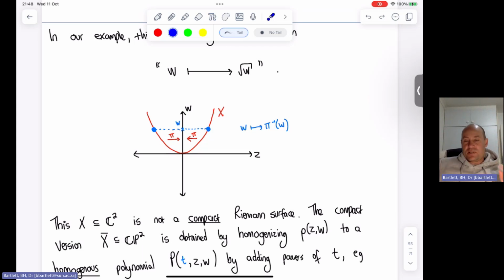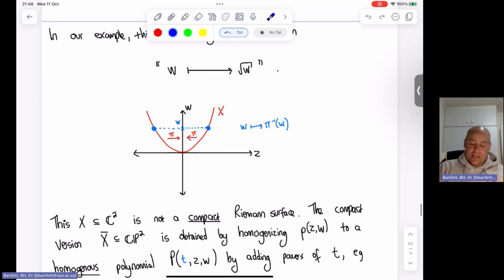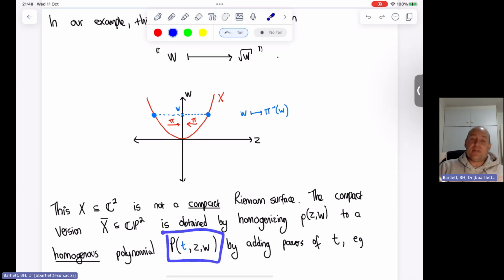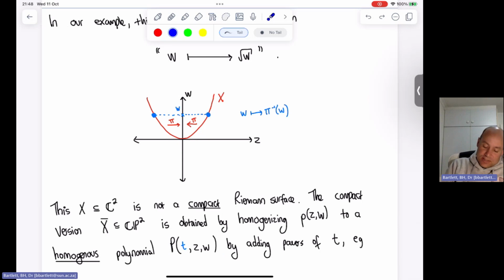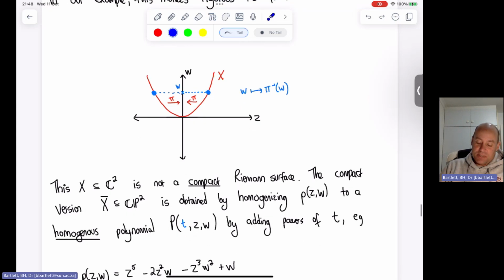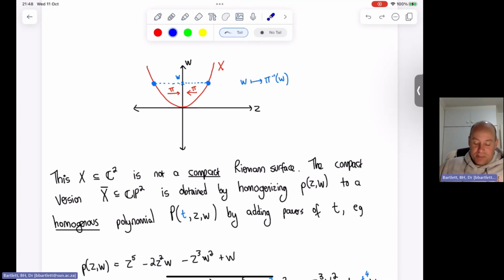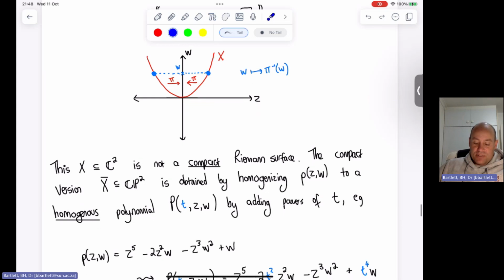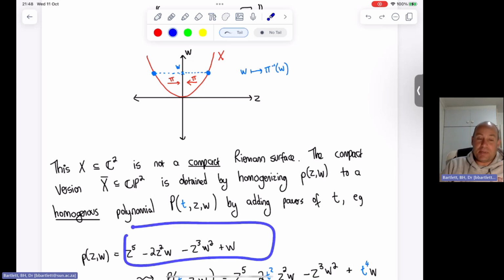Well, what you do is you start off with your original polynomial, small p, which is a function of two variables, and you homogenize it to get a homogeneous polynomial which has three variables in it. So I add this dummy parameter t, and I add powers of t to homogenize the polynomial. So in other words, if this was my original polynomial, z to the 5 minus 2z squared w minus z cubed w squared plus w. See all sorts of different powers appearing.